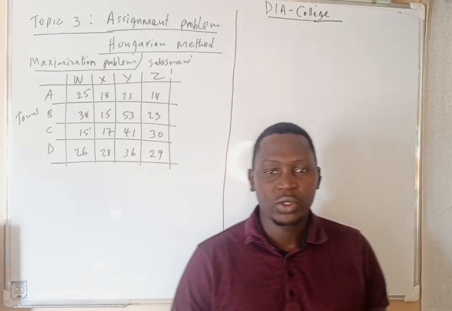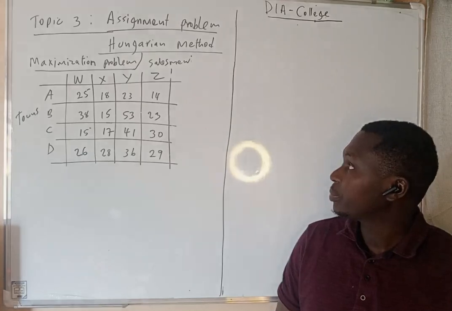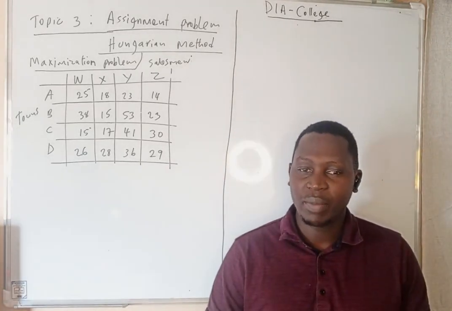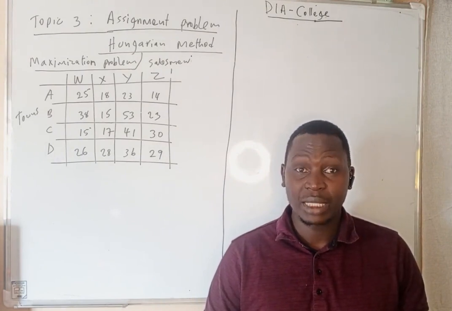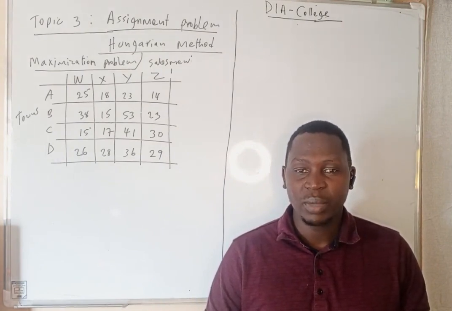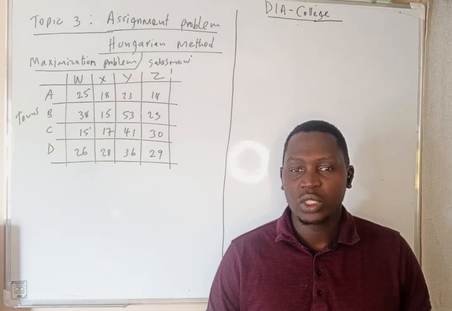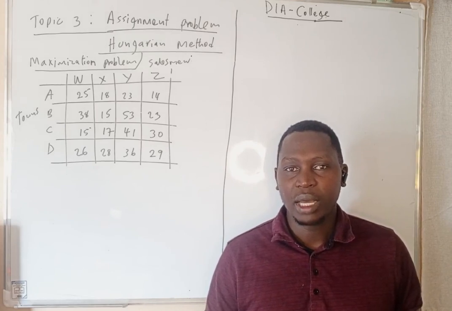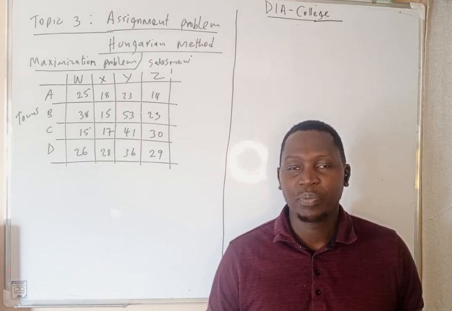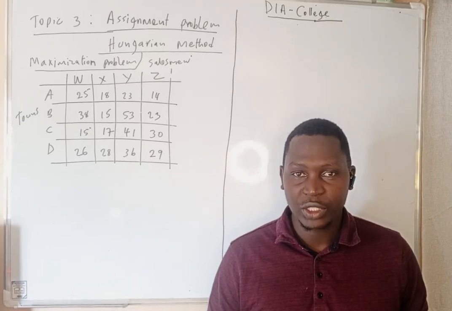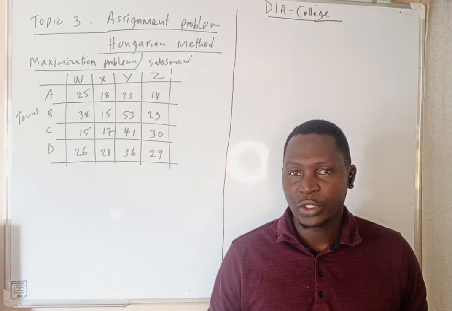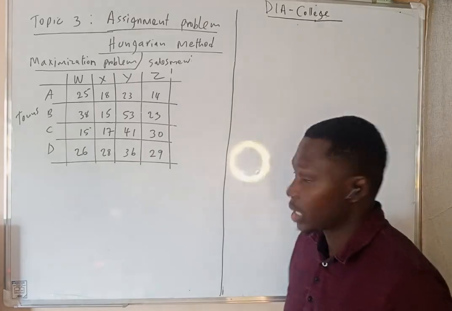Now, in this video, we are going to see how to solve a maximization problem, right? The other one was minimization, and this one we are looking at maximization. In a maximization problem, we're going to change the first step in the Hungarian method by reducing the maximum value in column reduction. Remember, in the other one we did column reduction by reducing the minimum value. In this case, we're going to reduce the maximum value.